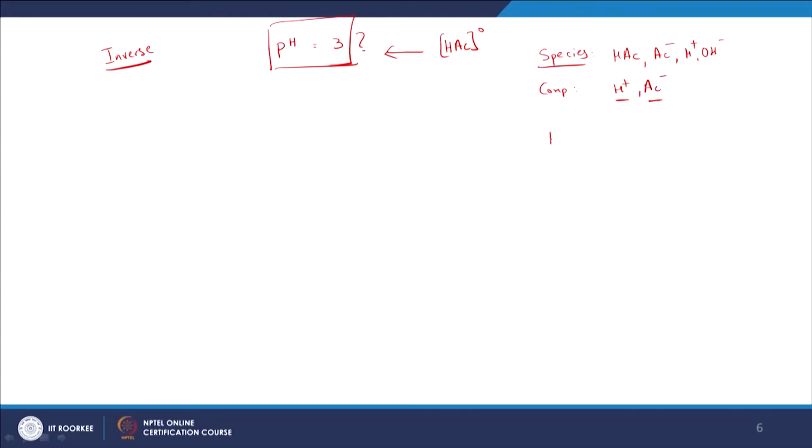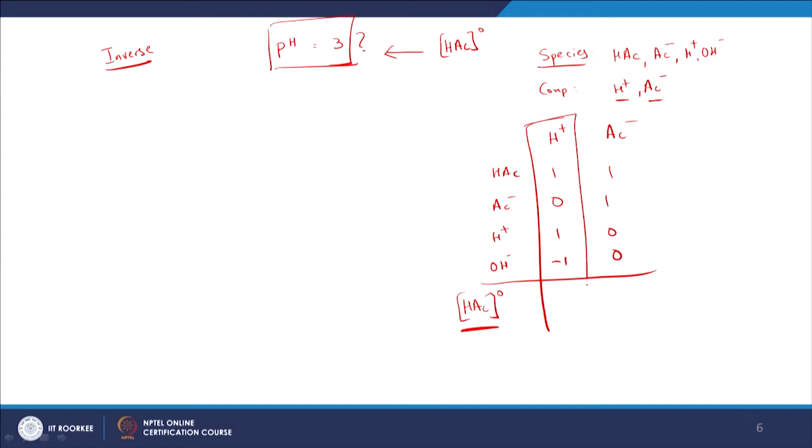Again, component balance, I am skipping the formation equations, and we have HAC, AC minus, H plus and OH minus. So we will see that more or less the key is just the H plus balance. So, 1 0 1 minus 1 1 1 0 0, and the recipe species is HAC naught, which is my unknown now. That is going to be equal to my unknown, so I am going to leave it as it is. I am going to do the balance on H plus.